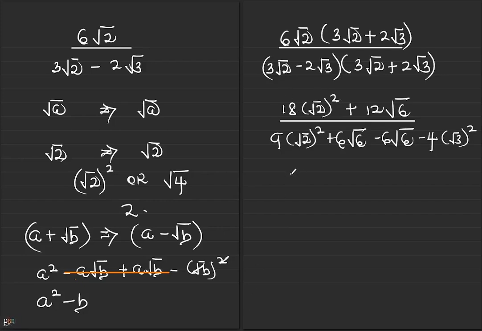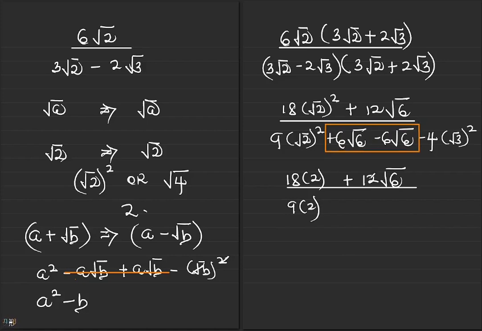So this here gives us an 18 times 2. And we have plus 12 root 6 all over, we have 9 times 2 because it's a radical sign squared. So 9 times 2. Then what happens here? If you observe what you have carefully, you realize that this is the same as this, but they are of opposite signs. So they will just cancel out each other, you see. And then we'll be left with our negative 4, then root 3 all squared, which would also remain 3.